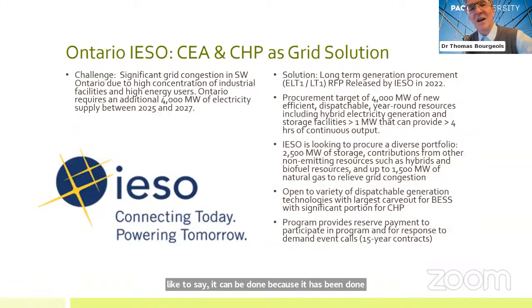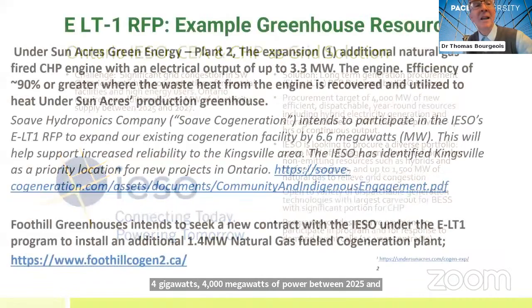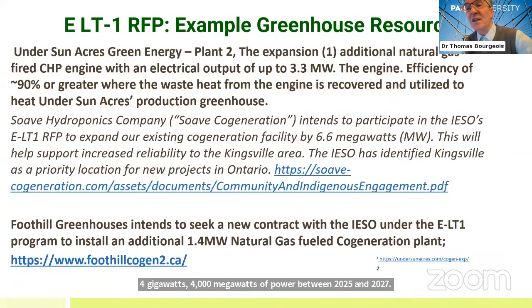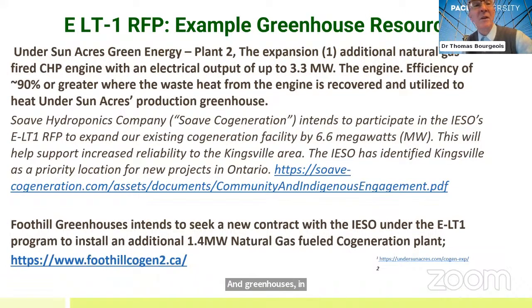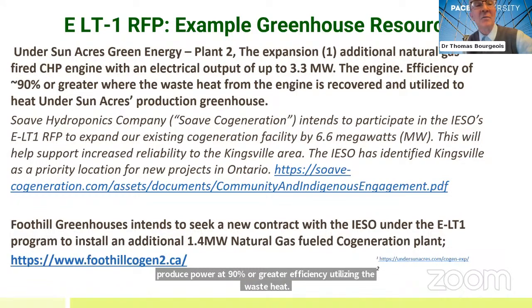We've talked a lot about IESO, the Independent Electricity System Operator. They run the grid in Ontario. They currently have a program open to a variety of dispatchable resources. They need 4 gigawatts, 4,000 megawatts of power between 2025 and 2027. And greenhouses in Ontario stand poised to be a resource here. I've given you a couple of examples where they can produce power at 90% or greater efficiency, utilizing the waste heat, and then also put the power into the grid when needed.